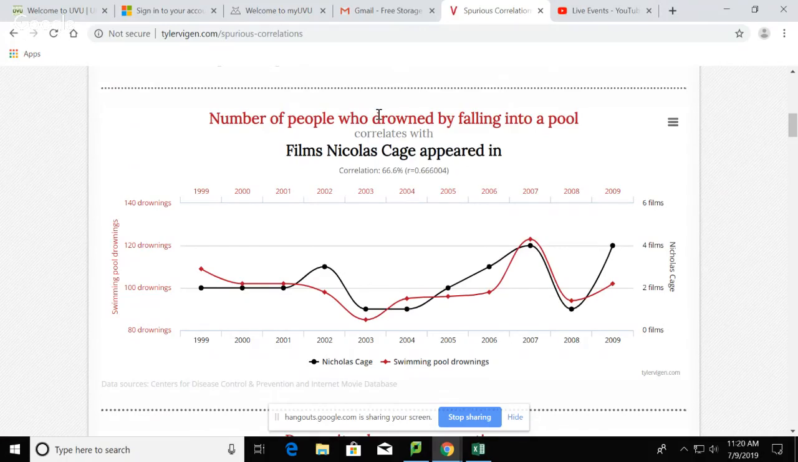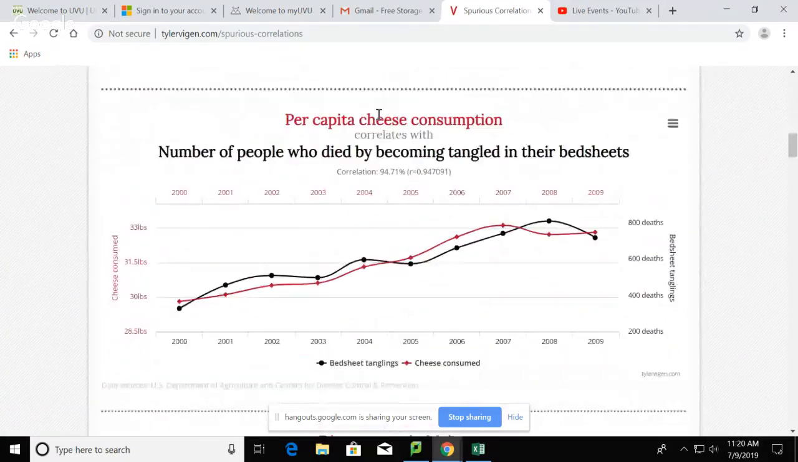You've heard the phrase correlation does not mean causality. This is an example. Just because two things are correlated doesn't mean they're related. How about this one? Per capita cheese consumption and the number of people who died by becoming tangled in their bedsheets. I'm glad I don't eat that much cheese anymore. If you eat cheese, you'll die in your sheets.